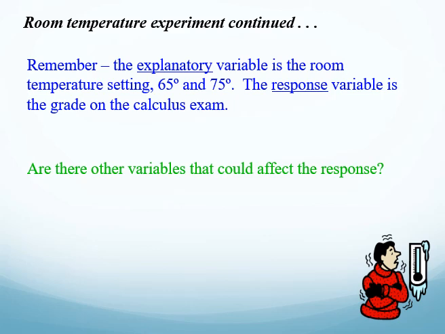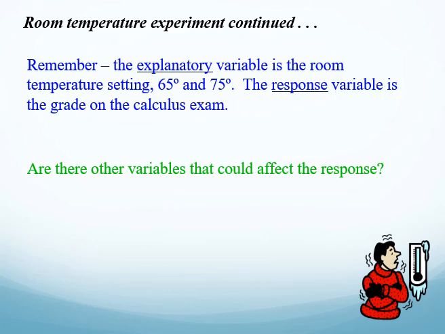So let's continue talking about the temperature in the room experiment. Remember that the explanatory variable in the room is the temperature setting. So we either set the temperature to 65 degrees or 75. The response variable is how well they do on the exam, right? So their grade or their score. Are there other variables that could affect the response? Think about what other variables.